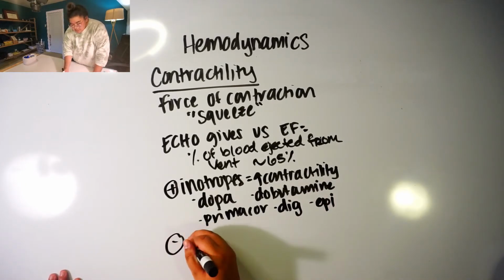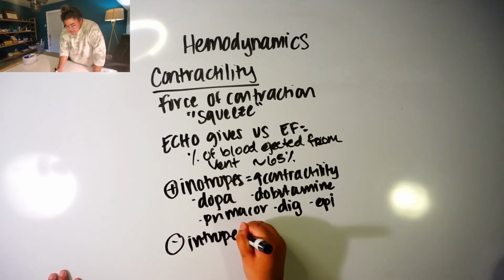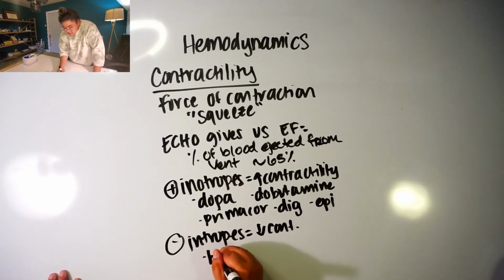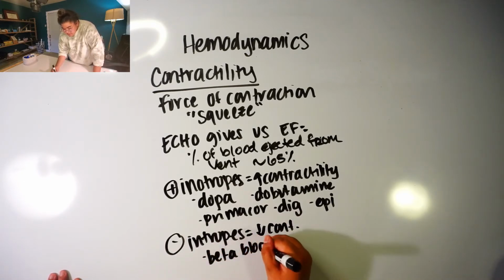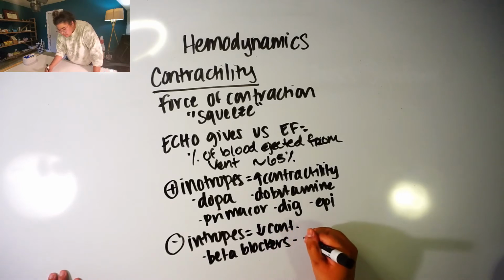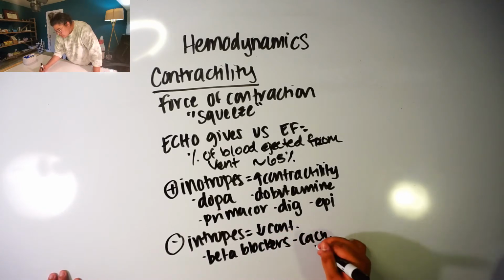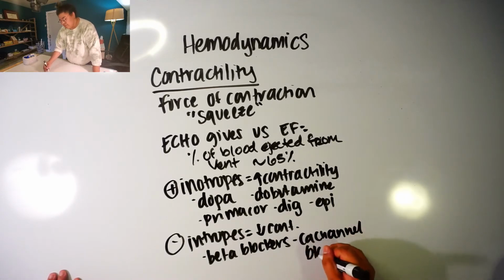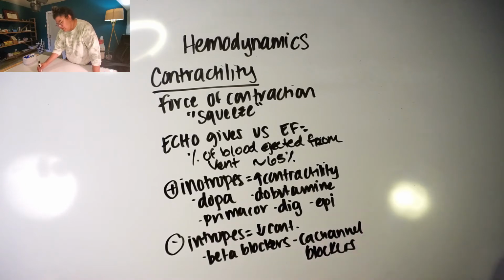Negative inotropes, trying to stay inside my screen here so that you can see, these decrease contractility. So this is going to be your beta blockers and your calcium channel blockers. Hopefully you can still see that. Okay, so if our patient has poor contractility, maybe they have a dilated cardiomyopathy, etc., we could give them a positive inotrope. This is going to increase the contractility of the heart.